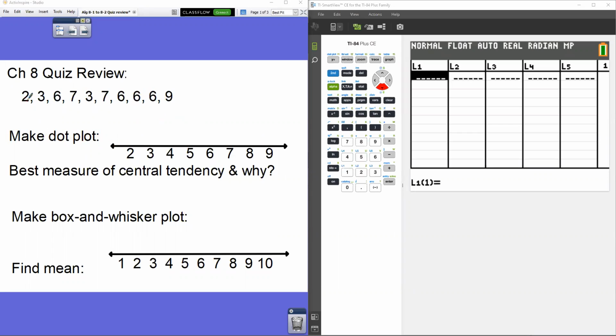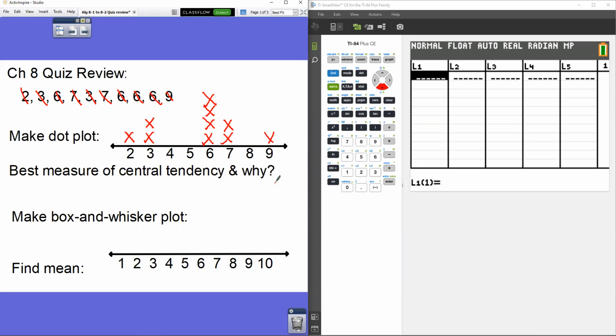So when you go do a dot plot, remember that you are putting X's above each of these numbers. So we have 1, 2. So I'm going to put an X above the 2. We have a 3. We have a 6. We have a 7. We have another 3, so I'm going to put another X, try and make them about the same size right above it. Then we have a 7 again. We have another 6. We have another 6. We have another 6. And we have a 9.